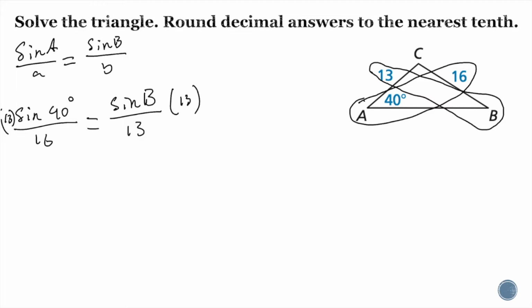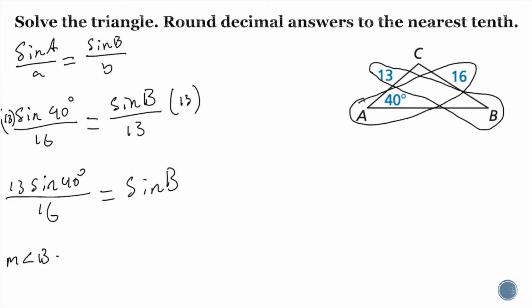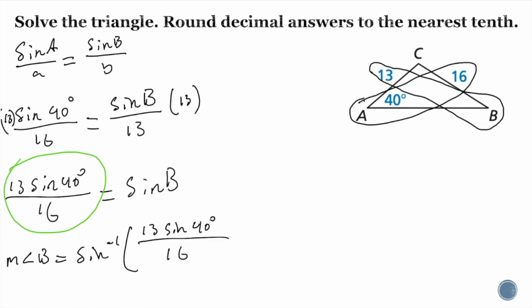And I have 13 sine of 40 degrees divided by 16 is equal to sine of B. Now remember, we're looking for the measure of angle B. So I need to use sine inverse. The measure of angle B is equal to sine inverse of this whole guy. So I have 13 sine of 40 degrees divided by 16.